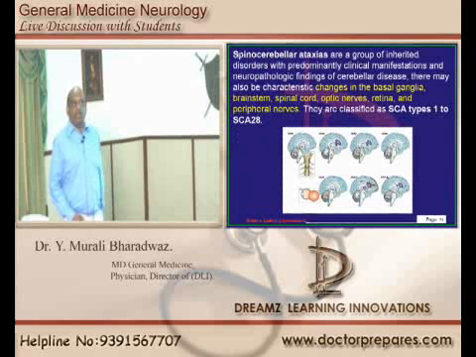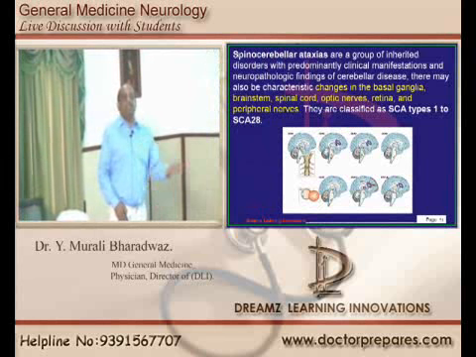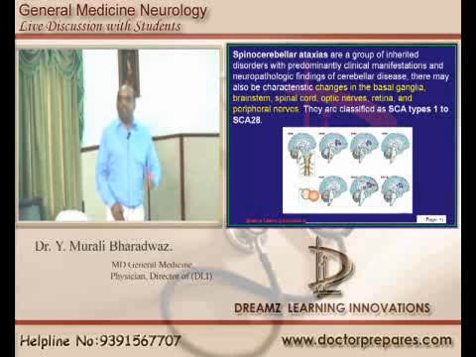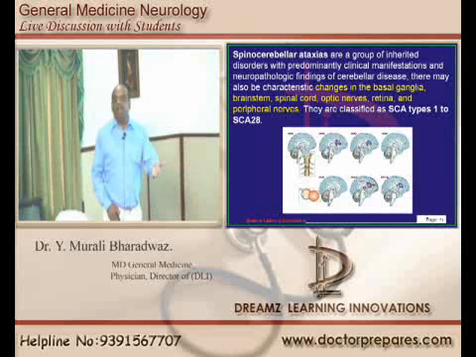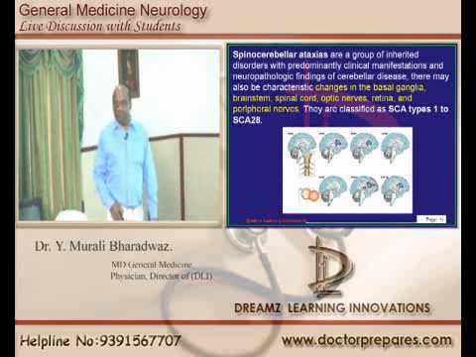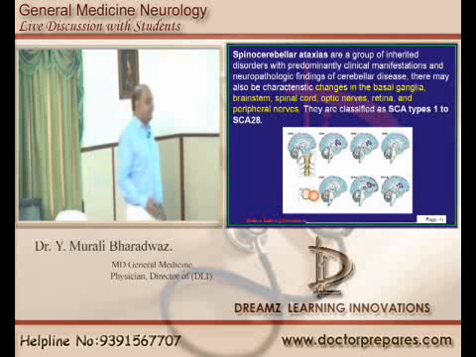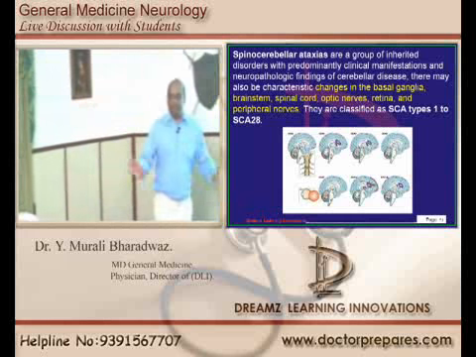Supranuclear palsy, corticobasal degeneration, otherwise called CBD, and multisystem atrophy, which is nothing but a variant of Parkinsonism, Parkinsonism along with autonomic dysfunction. Together you call it Shy-Drager syndrome, which is associated with multisystem atrophy. And spinocerebellar ataxia.